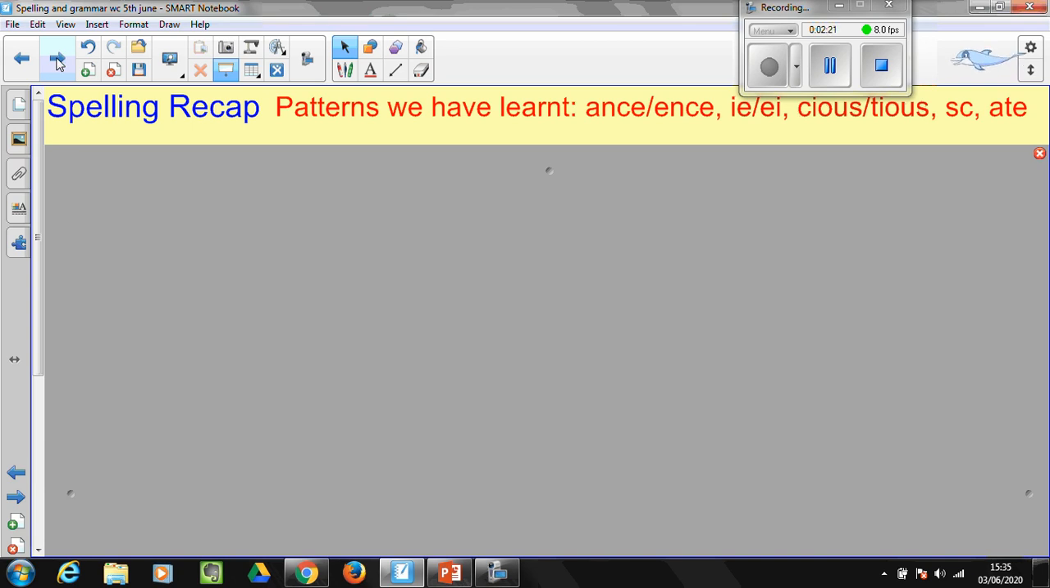Spelling 5. The word is evidence. The evidence was heard by the judge. That's also a passive voice sentence. The word is evidence. Spelling 6. The word is precious. Gold is a precious metal. The word is precious.